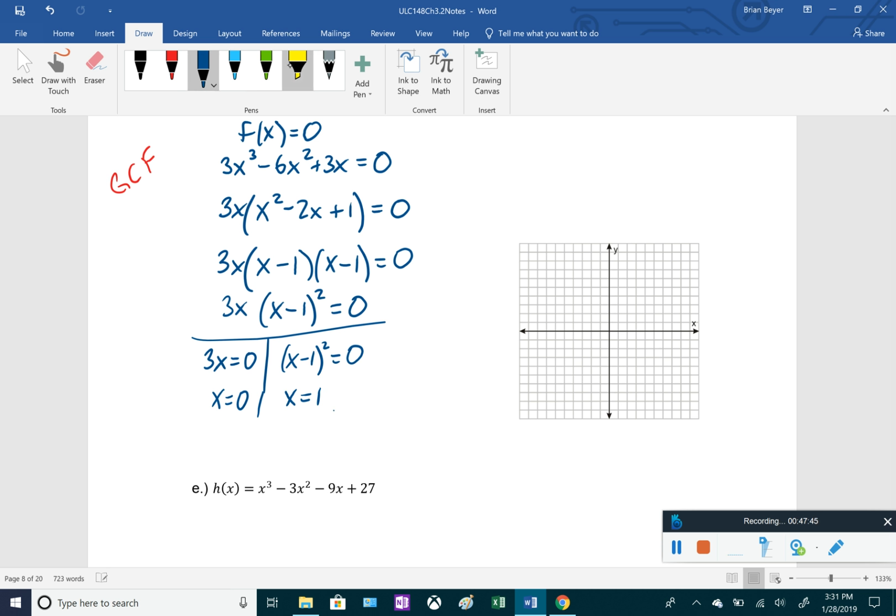So let's look at their multiplicity now. For 3x equals 0, 3x has an exponent of 1 up there that's not written, which means it has odd multiplicity. And then x minus 1 squared has an exponent of 2, which means it has even multiplicity. So we go to 0, put a dot, go to 1, put a dot. So it has to cross through 0, but then turn around and touch 1 and bounce back.